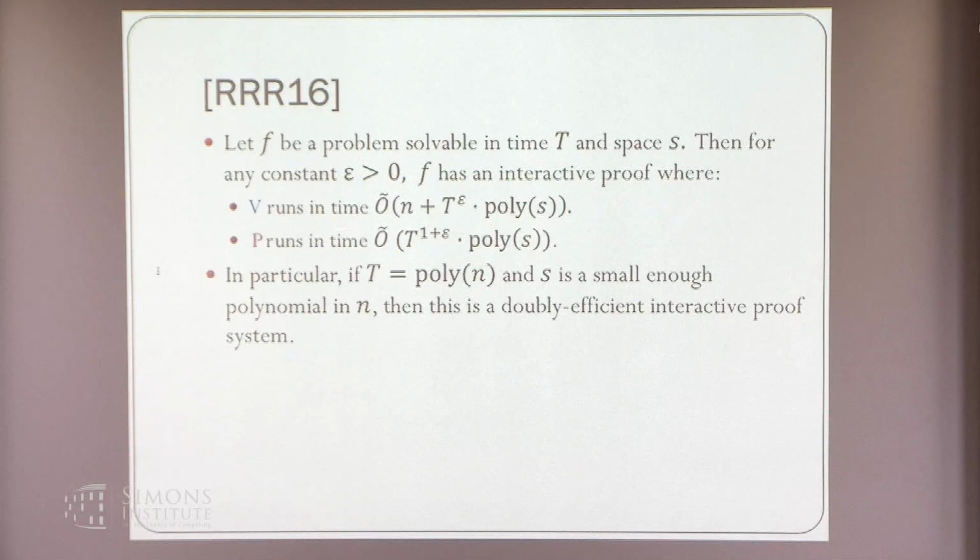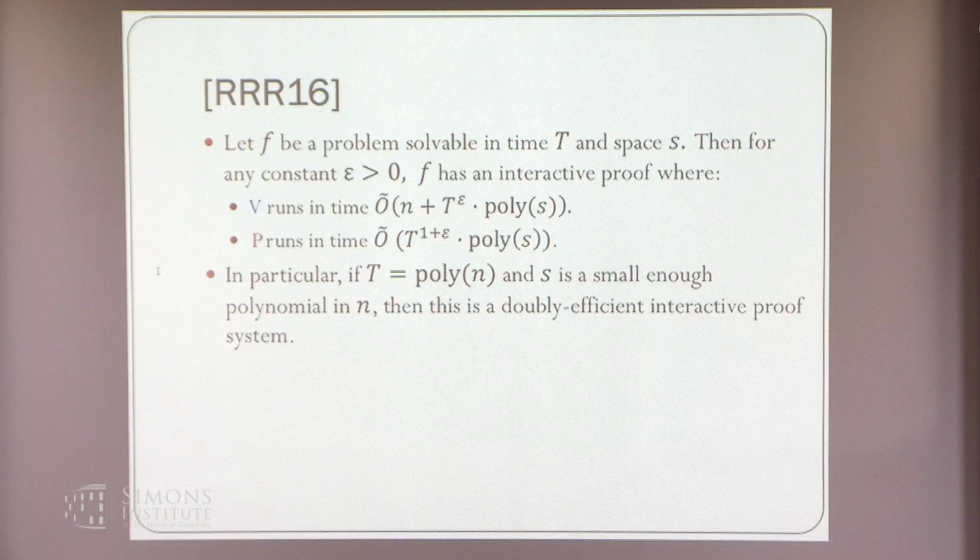Okay, so here's, I think, the right way to think about it. Imagine that t was some polynomial in n, say n to the 4th, and s was, I don't know, n to the 1/10. Then we would have a doubly efficient interactive proof system. The verifier would run in linear time, the prover would run in polynomial time. And in fact, the prover is running in time very close to just what the program runs in.